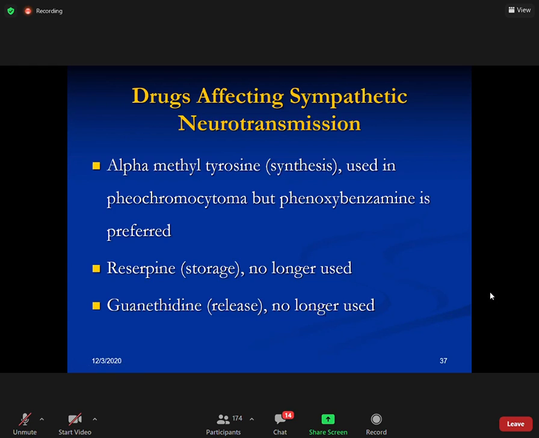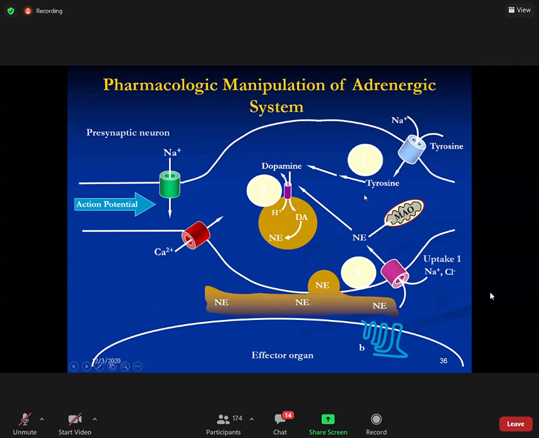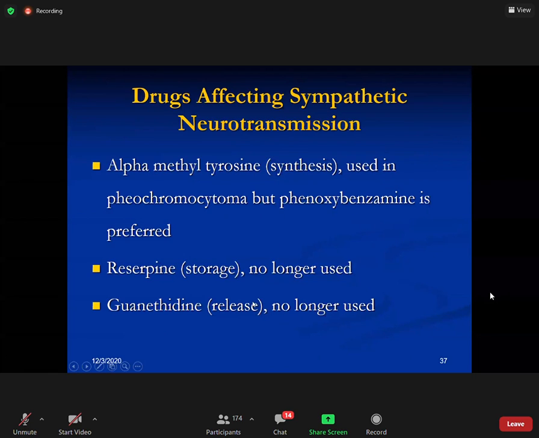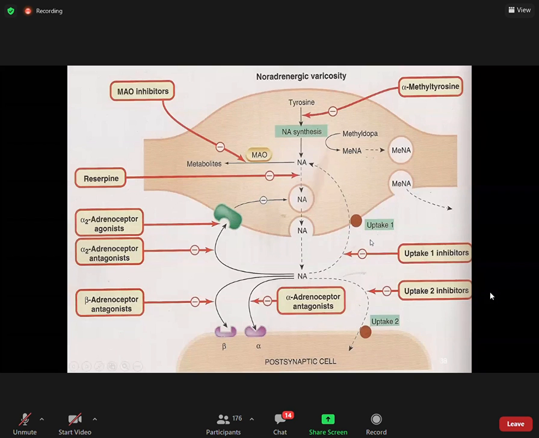Alpha-methyl tyrosine is acting at this level from the beginning, okay? Reserpine, storage, no longer used. Guanethidine, no longer used. Here is where I think I put the guanethidine. Okay, I will take you through alpha-methyl tyrosine. Remember MAO inhibitors, the uptake. So you have different places to manipulate what? Norepinephrine release.